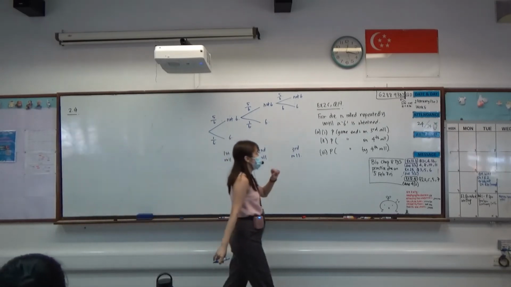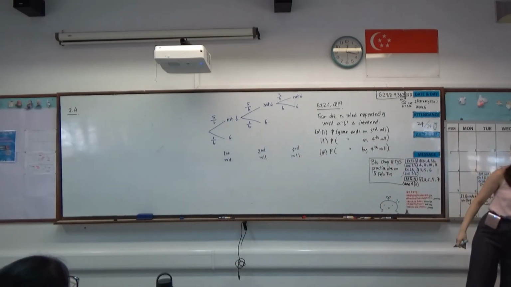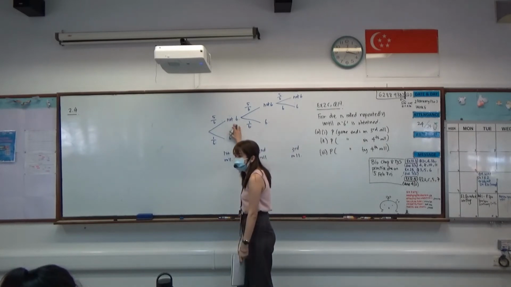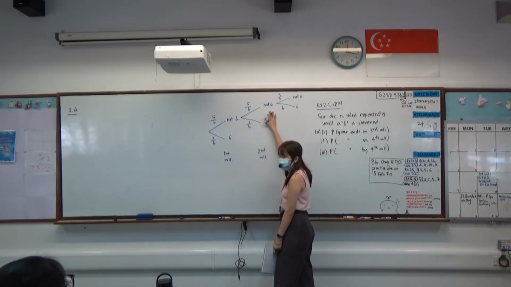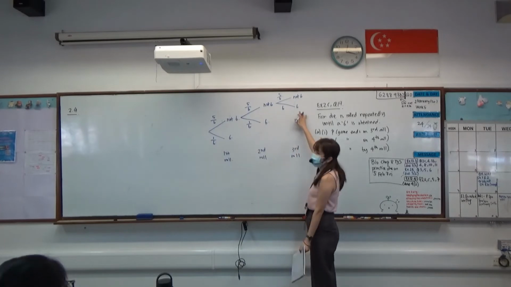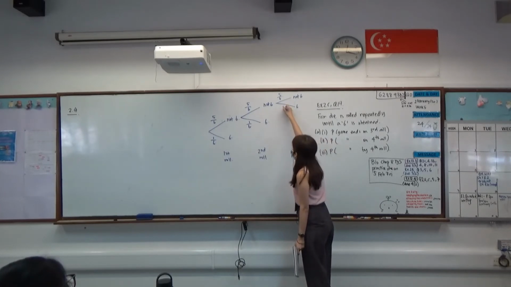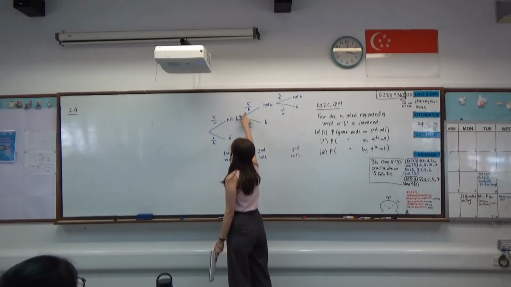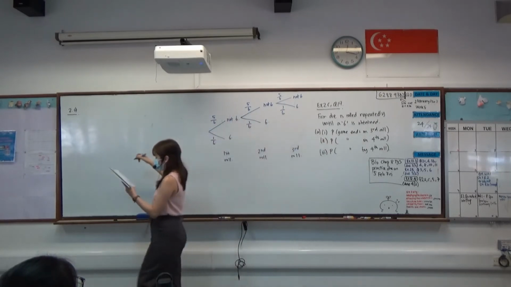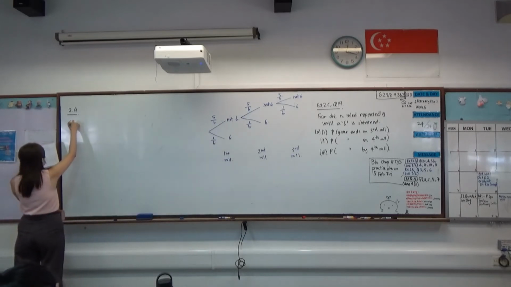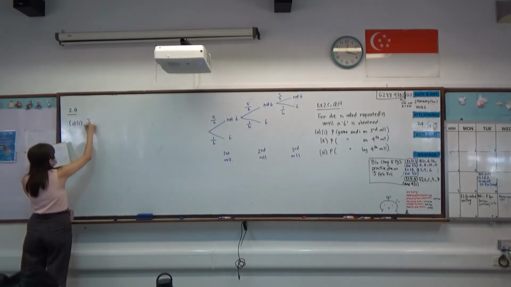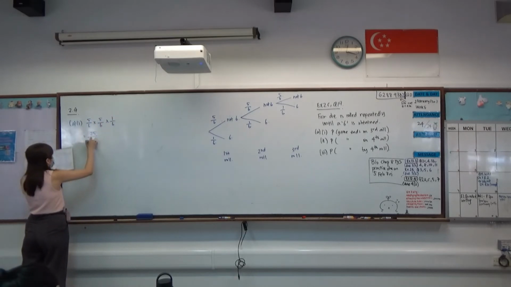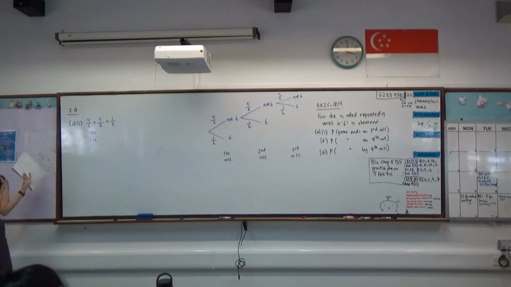So in part 1, for the game to end on the 3rd row, that means that my first row I must not get a 6, second row I must not get a 6, 3rd row then I get a 6. Oh sorry, this is 1/6, right? So my probability will be 5/6 times 5/6 times 1/6.